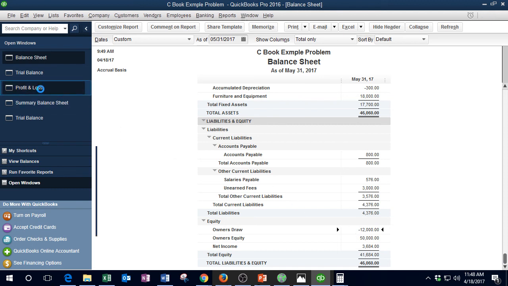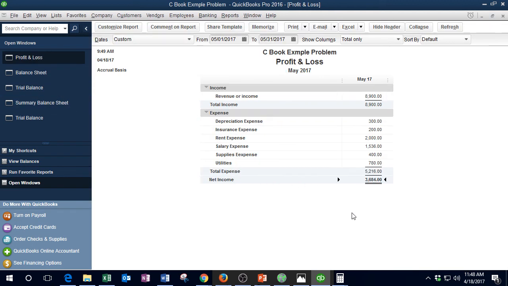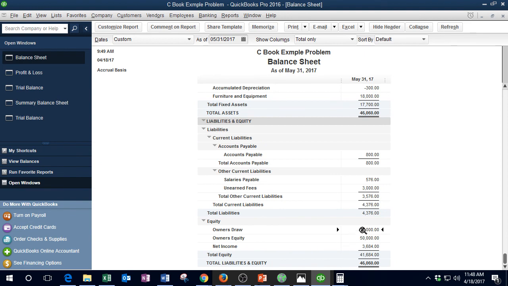So then we're going to go to the profit and loss. There's that 3684. And the statement of equities, I won't draw up the statement of equities at this time, but the statement of equities in this case is basically being broken out in the trial balance in terms of the balance sheet, because they're giving us the detail of the draws and the net income.